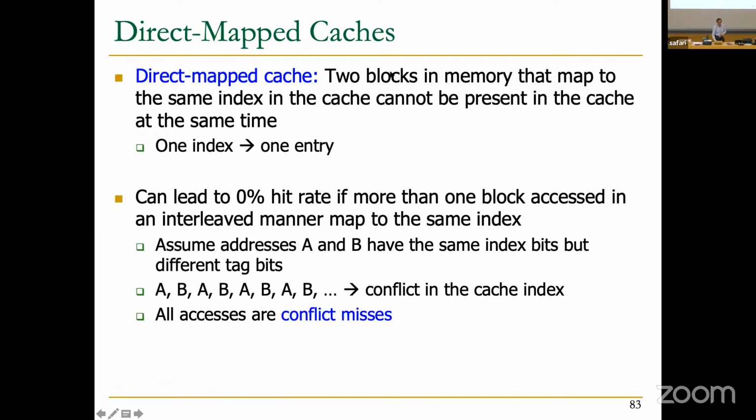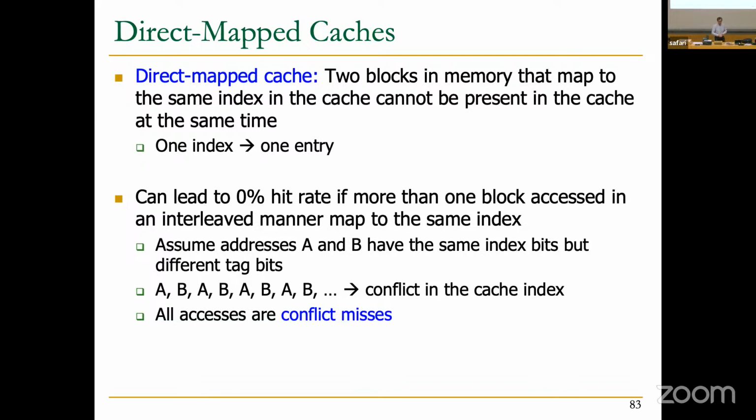Let's take a look at an example. Assume addresses A and B have the same index bits, but different tag bits. These are addresses 0 and 8, for example, in the previous picture. And you access them like this. These are the only things that you access, let's say, in your program. You need to access something in block A, and then something in block B, and then something in block A, and something in block B, something in block A, something in block B. And you keep doing this forever. Even though you have this beautiful 8-entry cache, you get a 0% hit rate, right?